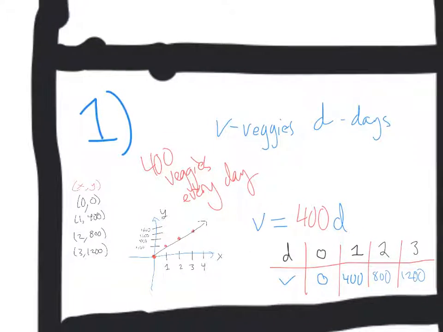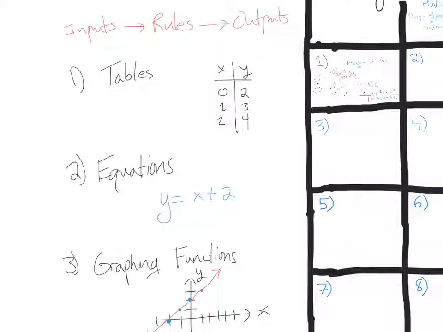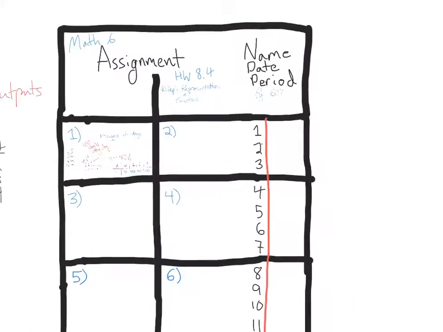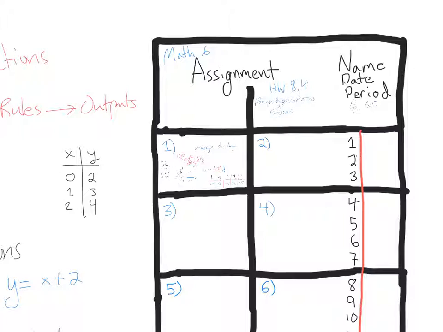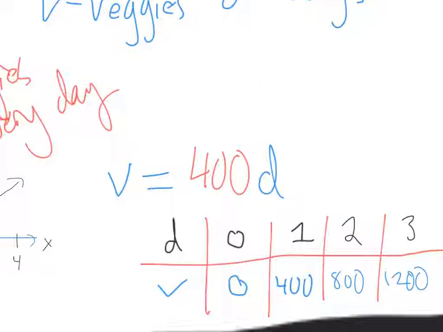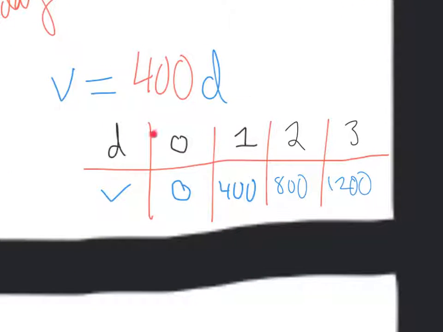Just to recap, we had 3 different ways that we could represent functions. Tables was the first one, equations the second, and graphing was the third. And problem 1 did a really good job because we did all 3 of those, right? Whoa, we did all 3. We first wrote an equation. Then the second thing we did was we wrote a table. And it doesn't matter what order you do this in.